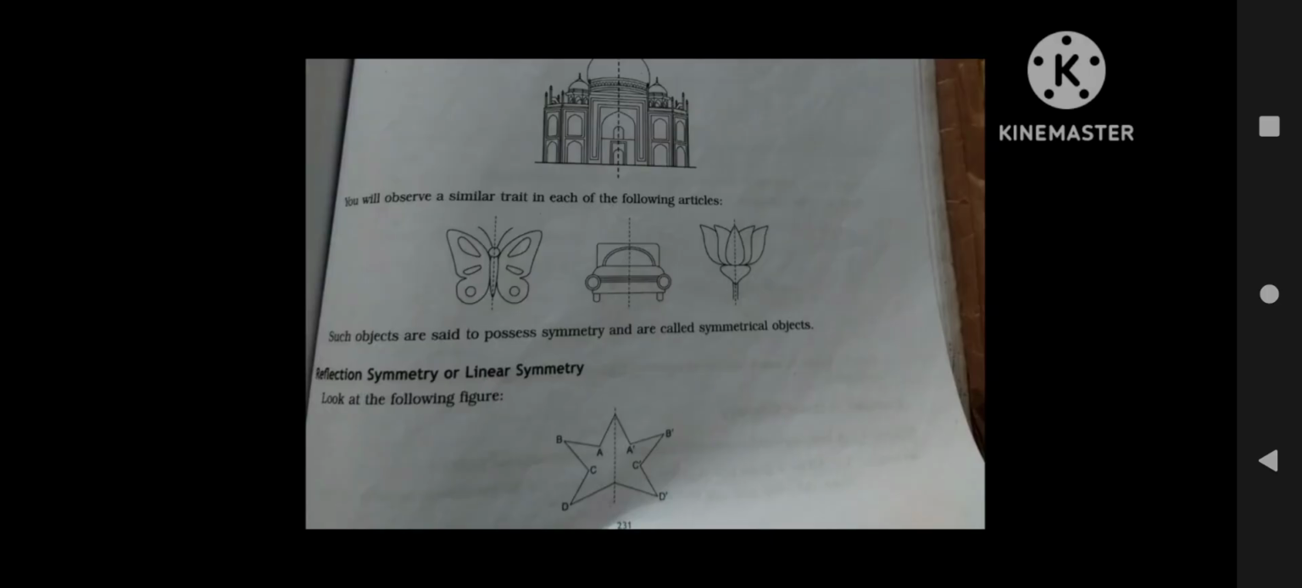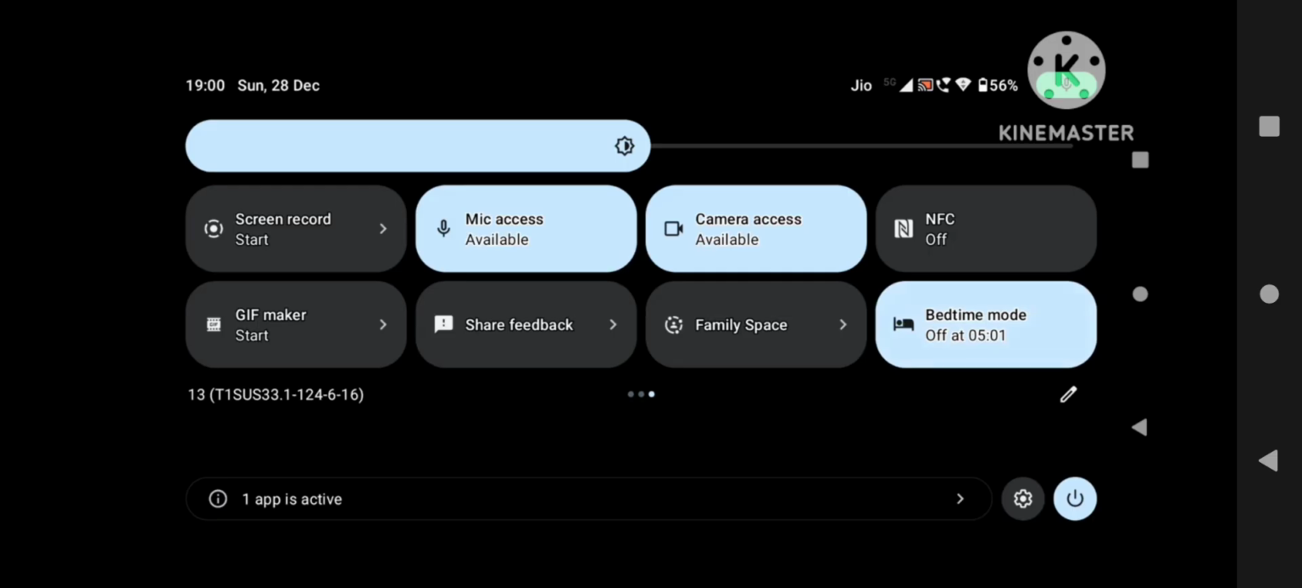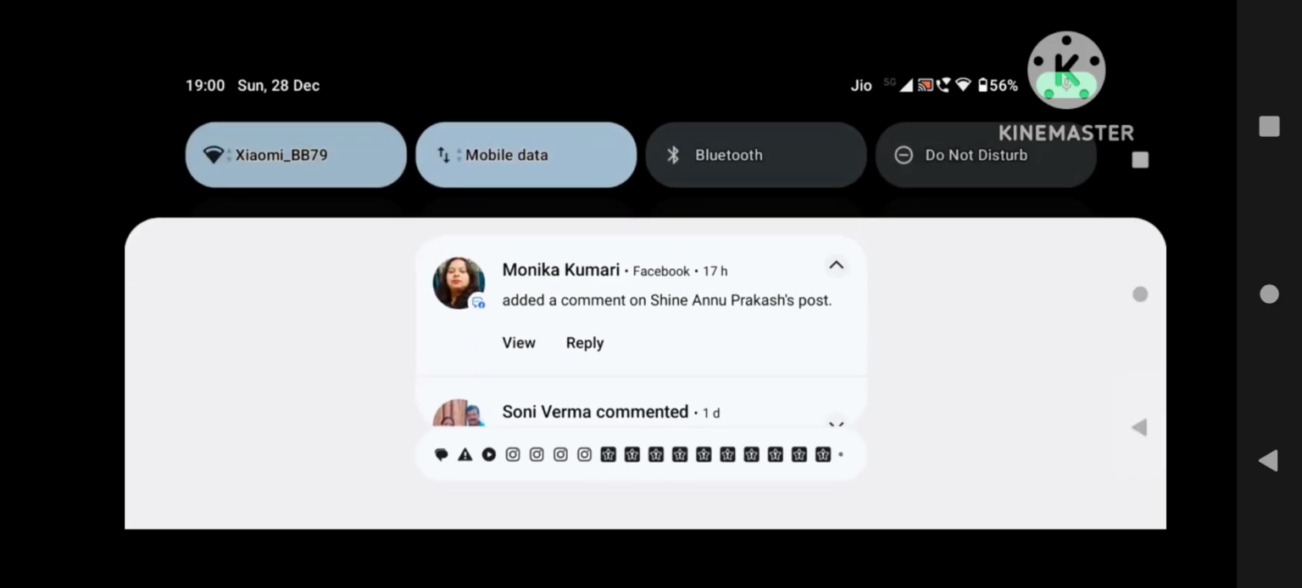Reflection symmetry or linear symmetry. Look at the following figure. Clearly, if the figure given on the previous page is folded along the dotted line, the two sides of the dotted line exactly coincide with or overlap each other. So, vertex A coincides with vertex A, vertex B coincides with vertex B, vertex C coincides with vertex C, and vertex D coincides with vertex D. Such a figure is said to possess linear symmetry or reflection symmetry.